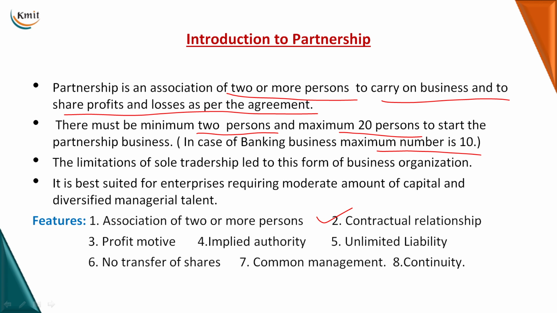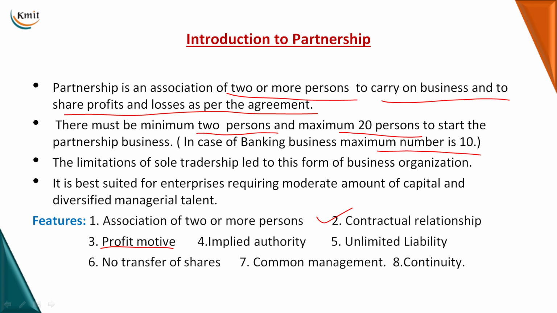So there exists a contractual relationship because they enter into an agreement before they start up their business. Based upon the agreement, they are going to act as partners to that particular partnership firm for a certain period of time for which they have agreed. The profit motive is the main objective of two or more people coming together to form the business: to earn profit.